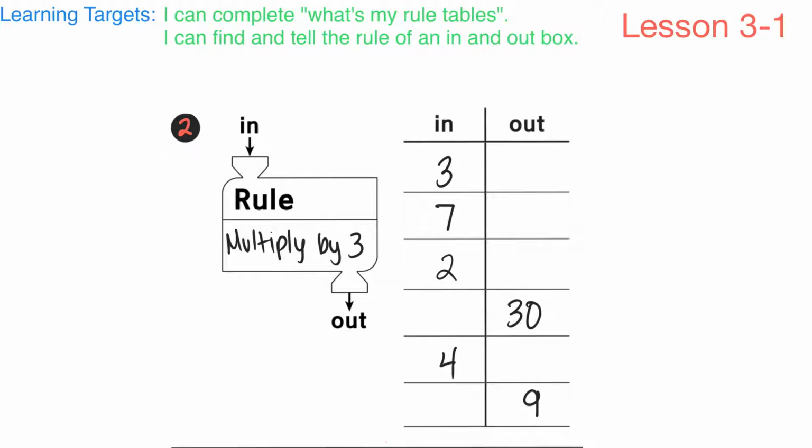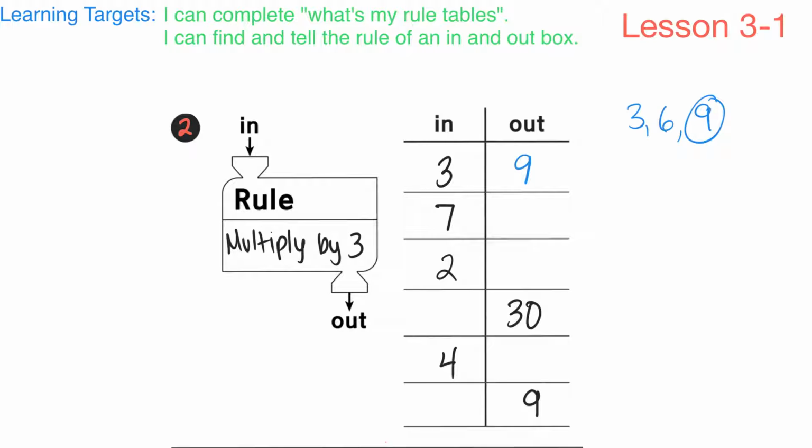All right, so we're going to get started. We're going to take, again, this in number, and we're going to put it in. We're going to multiply it by 3 and see what comes out. So we're thinking 3 times 3. I can count by my 3s, and I could go 3, 6, 9. I know that 9 is my answer. So 3 times 3, out comes 9.